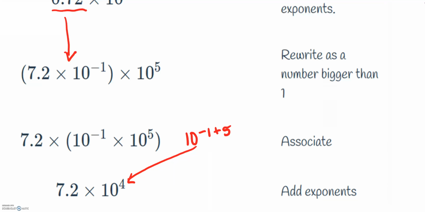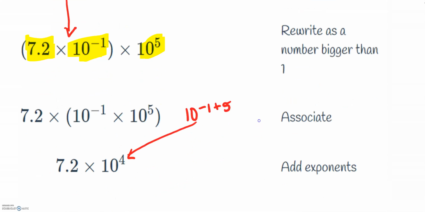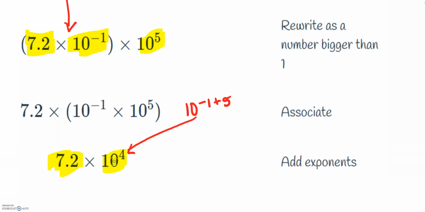So another way of thinking about this is when I change my 0.72 into 7.2, I made it one place bigger. And so to keep it equal to 7.2 times 10 to some power, I have to make that power one power smaller. So I end up with 7.2 times 10 to the 4th. Let's look at another example.